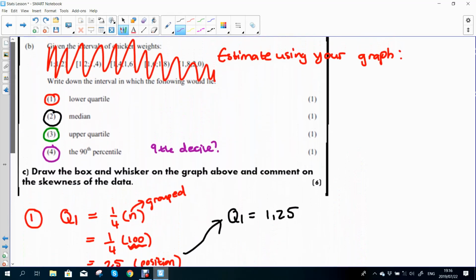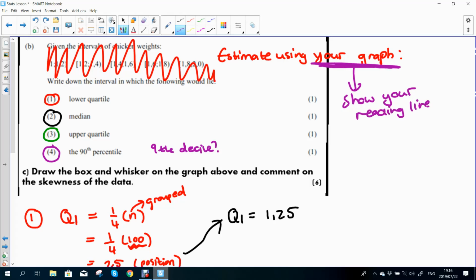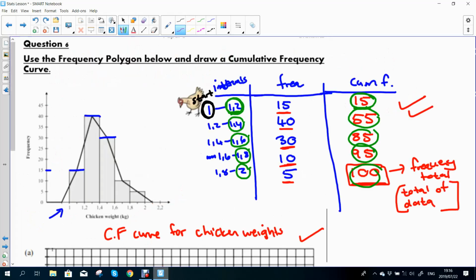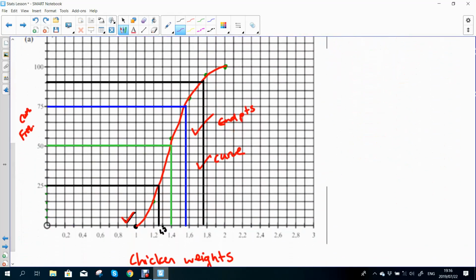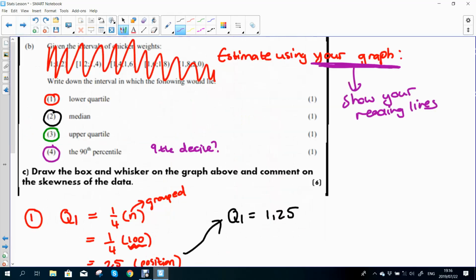Okay, now I want to also give you a tip here. If they say estimate using your graph, okay, estimate the answers using the graph, you have to show your reading lines. So like I did here on my graph, if you look at my graph, I have lots of lines drawn using my ruler to go and find those values. We want to see these, okay? We give marks for using the graph to get to those values.